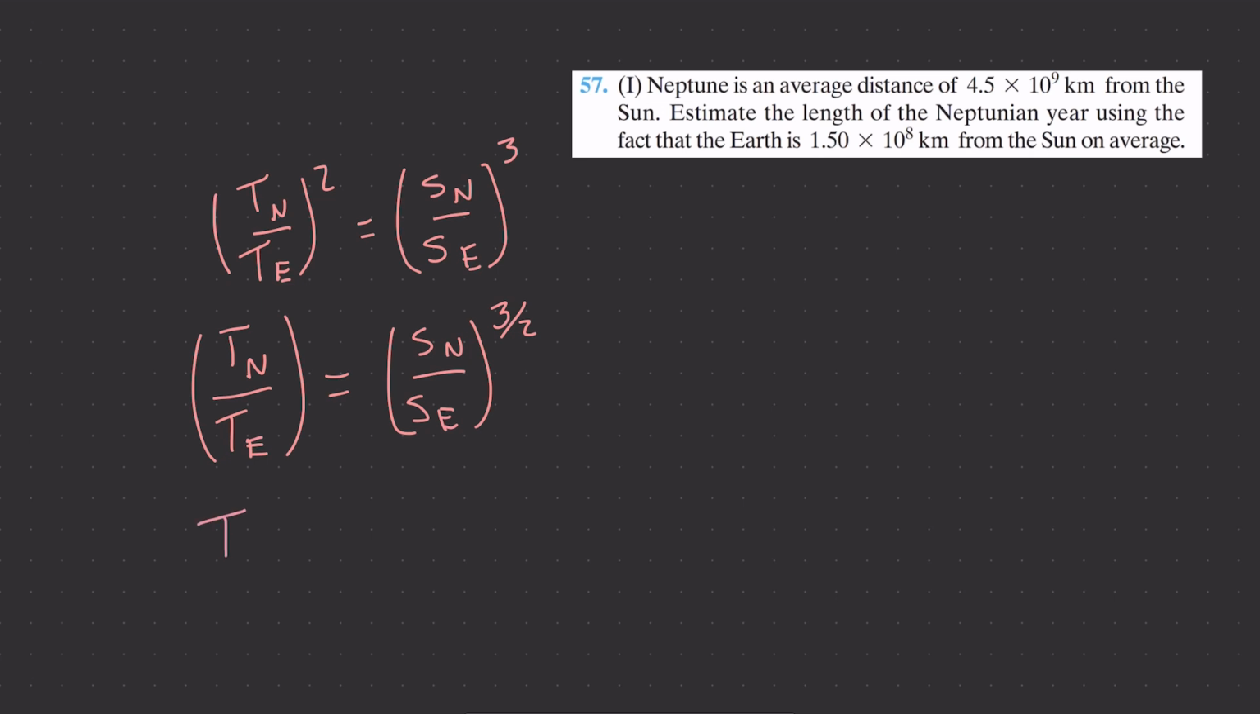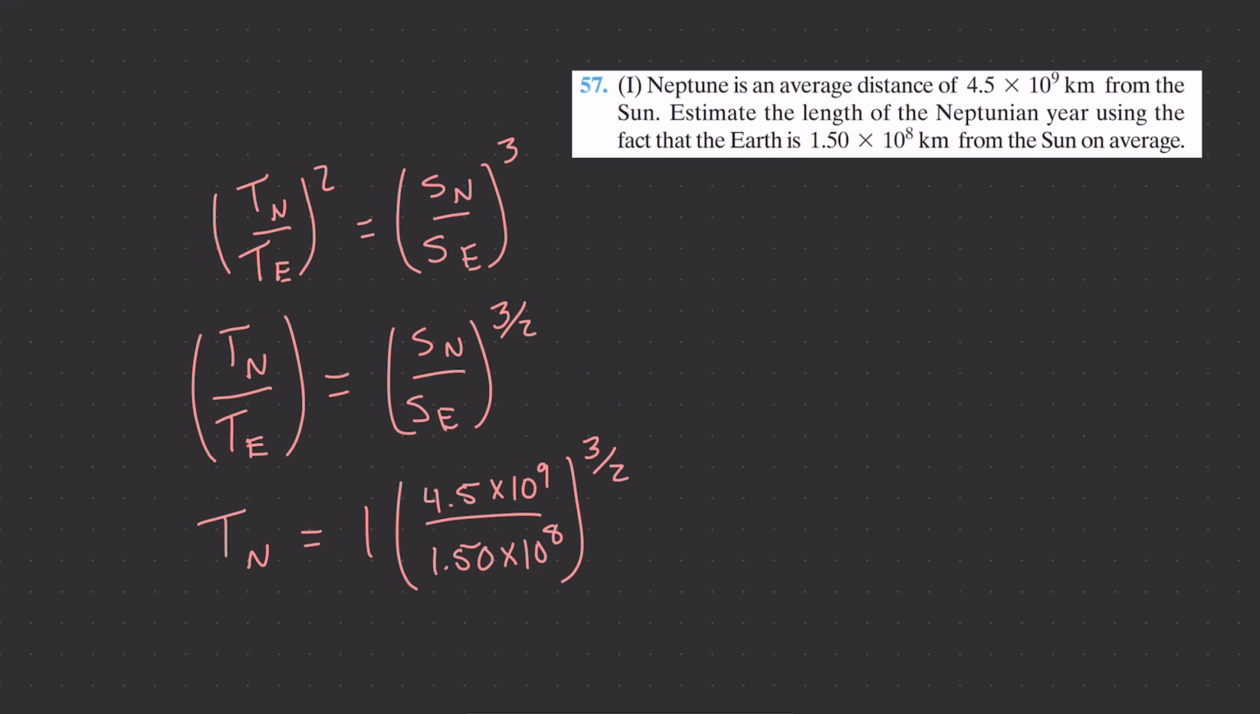So I'm going to have Tn is equal to 1 times, and I'm going to plug in the average distance that Neptune is from the sun, 4.5 times 10 to the power of 9, over the average distance that Earth is from the sun, 1.50 times 10 to the power of 8. Units don't matter so much in this ratio because when you have ratios, the units cancel out. And this is to the power of 3 over 2.